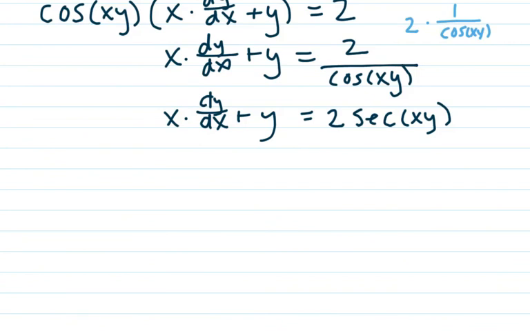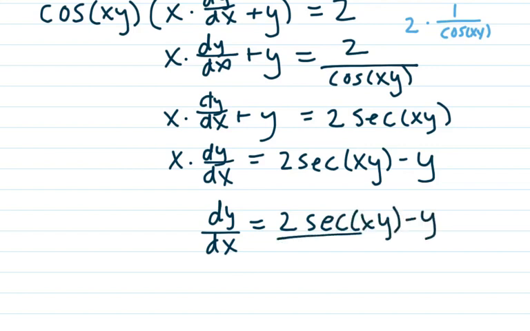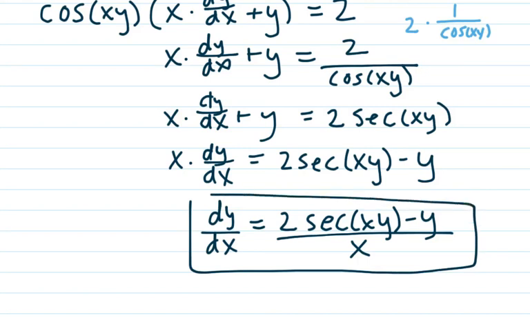Alright, so now we're simply going to subtract a y. And of course divide by x. And really, that's all there is to it. It's just a lot of algebra and a good understanding of the chain rule. But other than that, it's really not as hard as it looks really hard. It's really not that bad. And that'll conclude our examples for implicit differentiation.